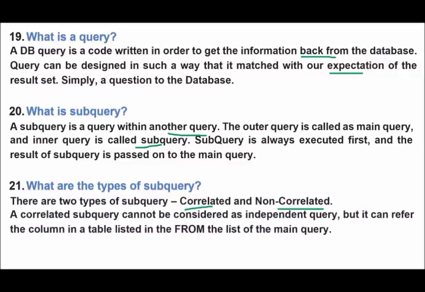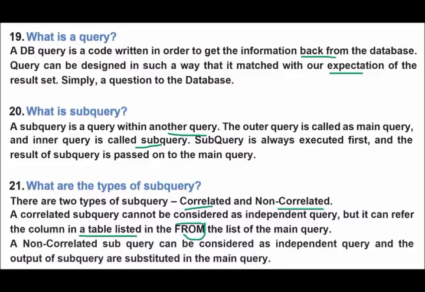A correlated subquery cannot be considered an independent query, but it can refer to a column in a table listed in the main query. While a non-correlated subquery can be considered an independent query, and the output of this subquery is just substituted in the main query.